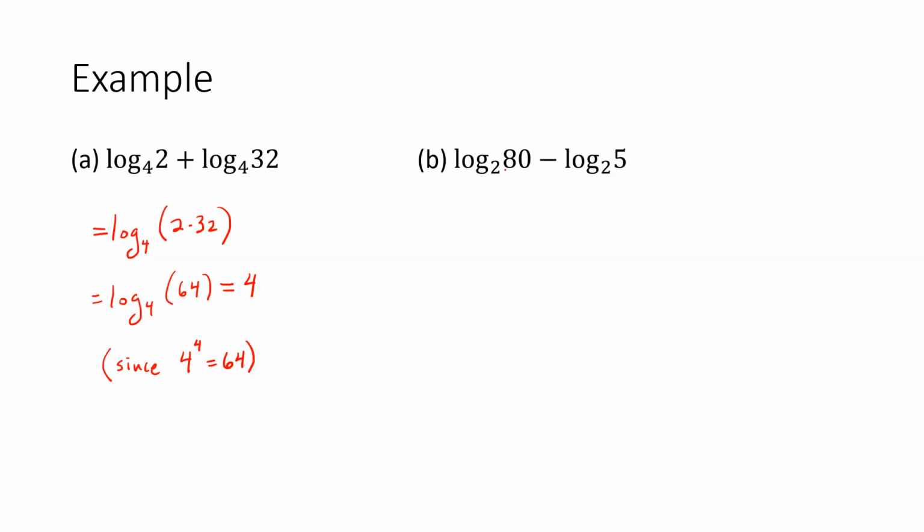How about this one? We've got log base 2 of 80 minus log base 2 of 5. Well, we know that this would be the same as log base 2 of 80 over 5, which simplifies to log base 2 of 16. And again, I can evaluate this because I know that 2 raised to the power of 4 will equal 16.